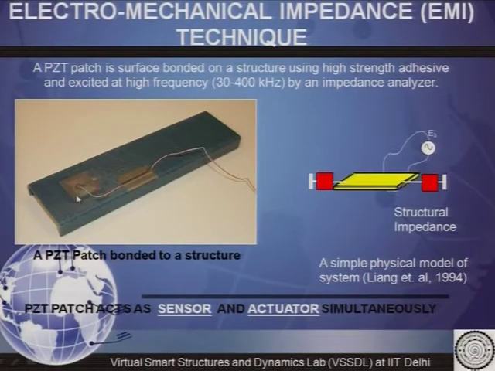As this PZT patch is attached to the host structure, it causes the host structure to actuate, to vibrate. In the second stage of the EMI technique, this same PZT patch starts acting as a sensor. It senses the response of the structure and acquires the data using the LCR meter in the form of admittance, with the real part being conductance and the imaginary part being susceptance. So, in the EMI technique, the PZT patch acts as a sensor and an actuator simultaneously.